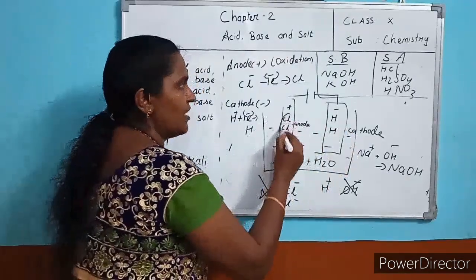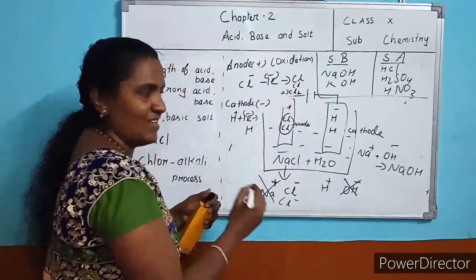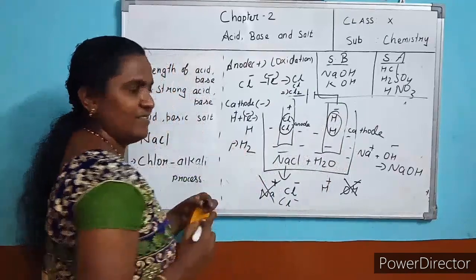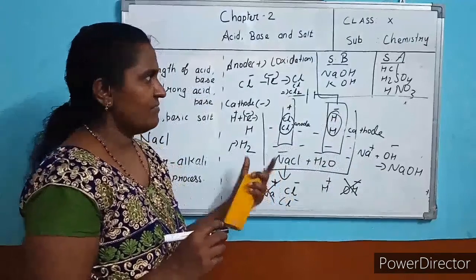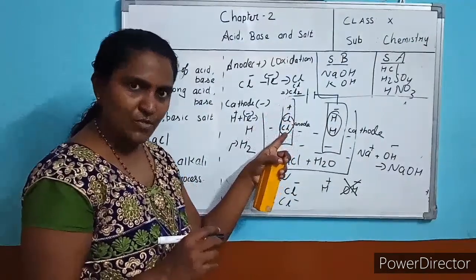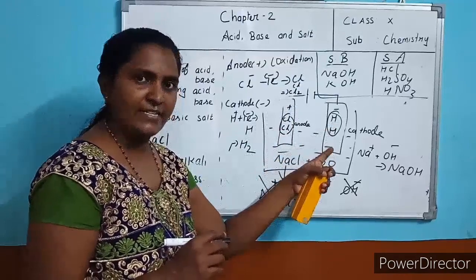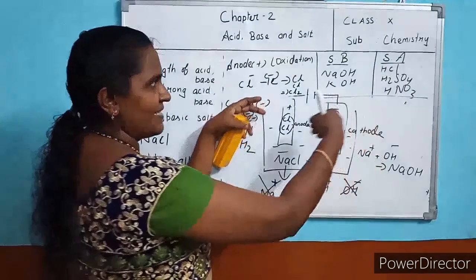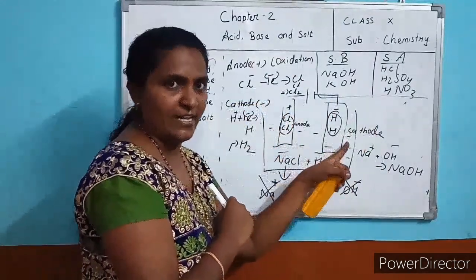these two chlorine join to form Cl2. These two hydrogen join to form H2. Somewhat typical, but listen. Two chlorine atoms join to form chlorine molecules. Two hydrogen atoms join to form hydrogen molecules. So the question can be asked: what are the products obtained at the anode and at the cathode?